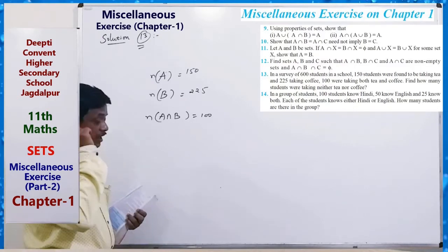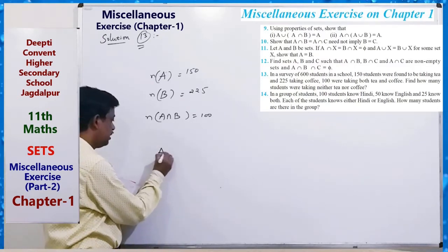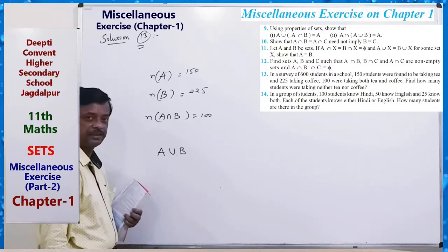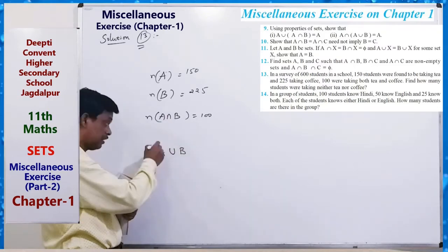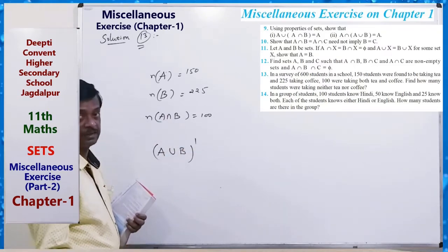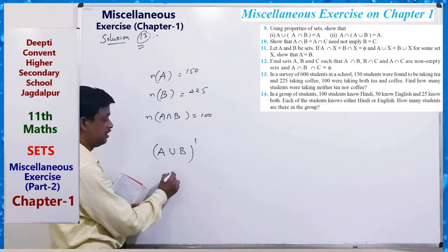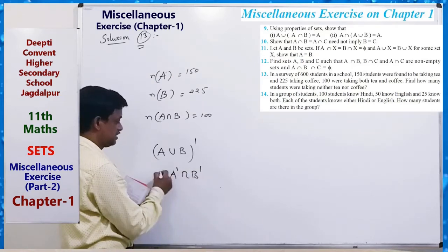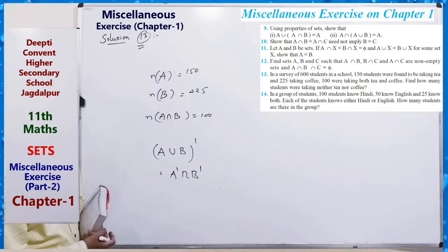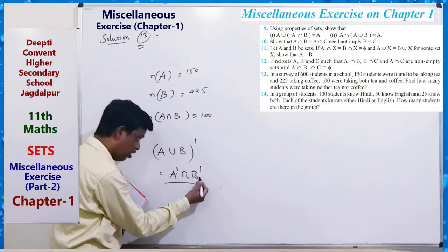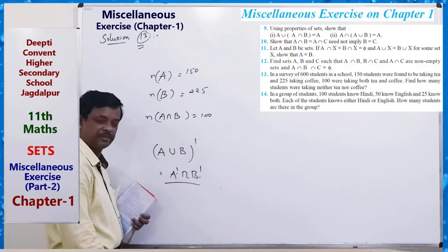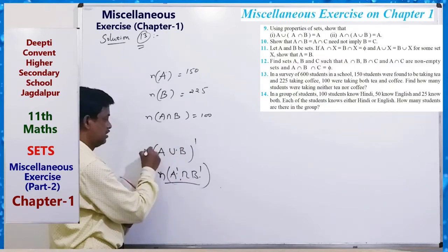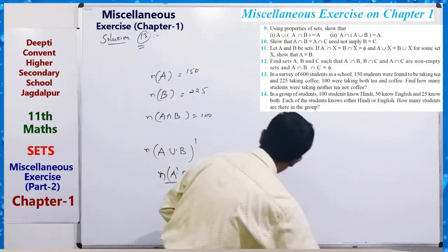Okay. Neither nor, A union B means what? Either A or B. Neither nor, when we take negation, means complement. Then what? A dash intersection B dash, by De Morgan's law. This means neither this nor this, so we have to find the number of this. This means this, and we can get the result here.